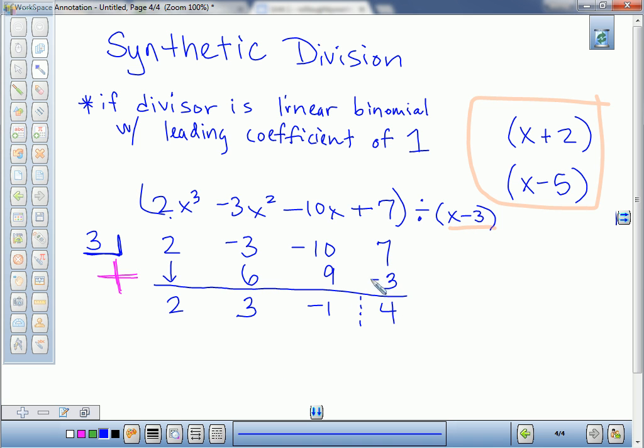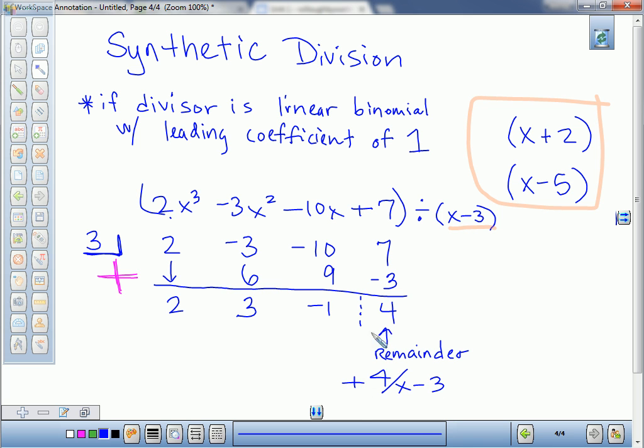Now, if you go back and look at the problem we just did, do you see a 4 somewhere, a negative 1 somewhere, a 3 somewhere, and a 2 somewhere? Aren't those the exact same things we got when we did long division? Yeah. So this last part will always be the remainder. So when you're writing your answer, that remainder always goes over your divisor.